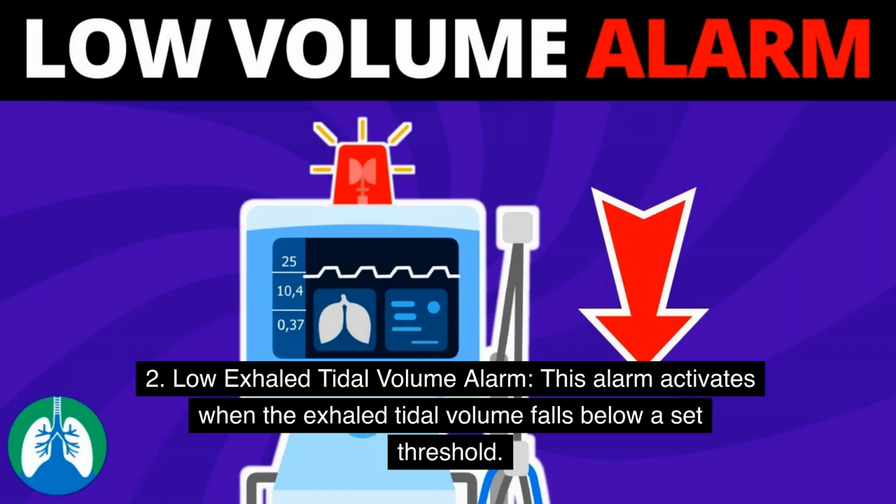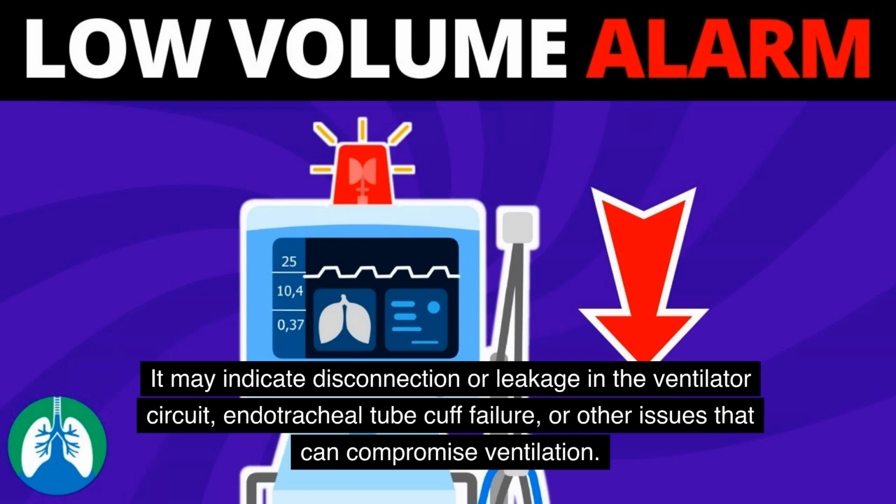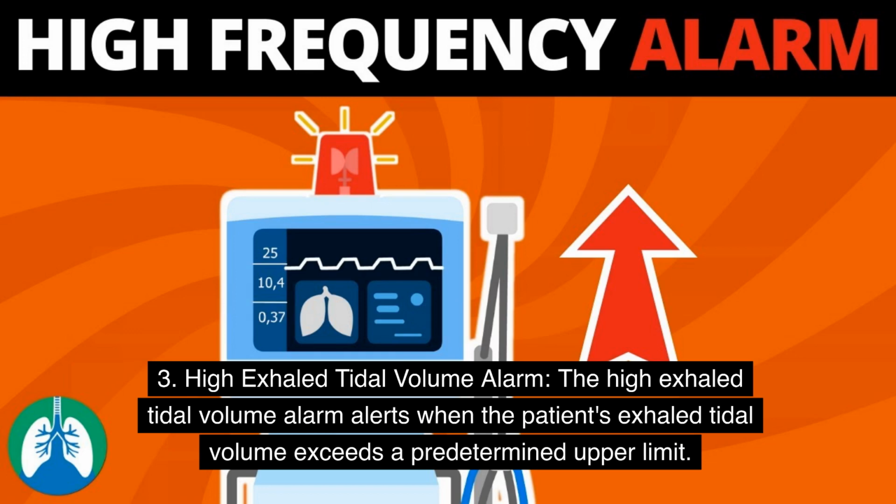2. Low exhaled tidal volume alarm. This alarm activates when the exhaled tidal volume falls below a set threshold. It may indicate disconnection or leakage in the ventilator circuit, endotracheal tube cuff failure, or other issues that can compromise ventilation.